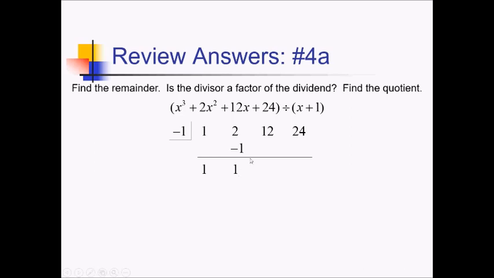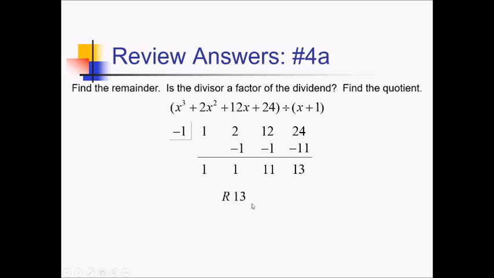Times -1 gives me -1 again up here. Now I have 12 plus -1, which is 11. And -1 times 11 is -11. 24 plus -11 is 13. This last number right down here in the bottom row, that's your remainder. So we say remainder 13.